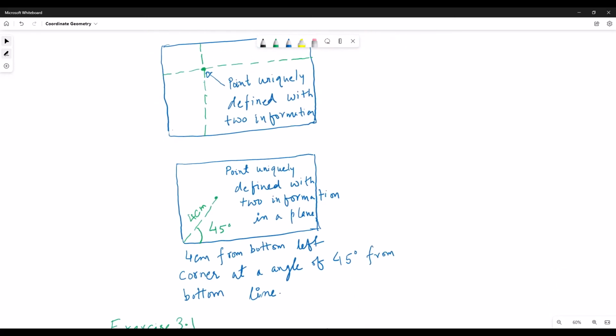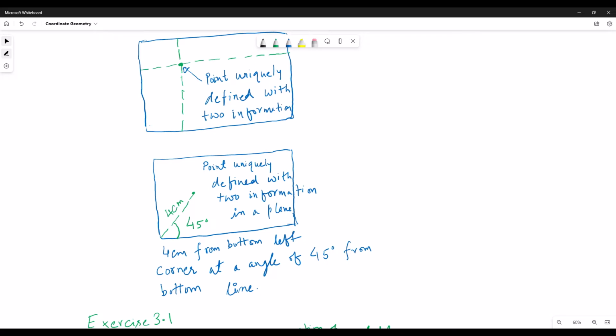In the same way, if we say the point is 4 centimeter away from the origin, then all the points on the circle, 4 centimeter from the center origin, satisfy it. If we say 4 centimeter away from the origin, we have all the points on the circle that is 4 centimeter away from the origin.